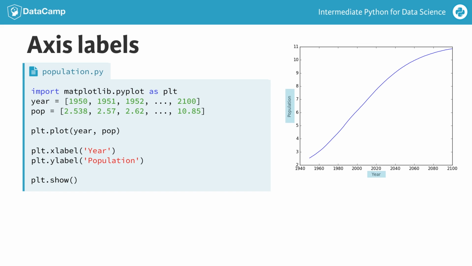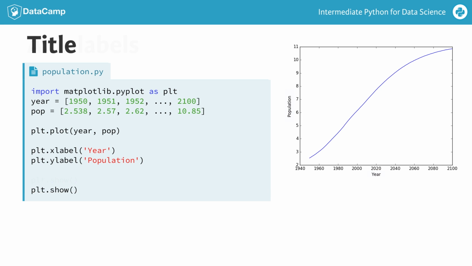If we run the script again, this time the axes are annotated. Great. We're also going to add a title to our plot with the title function. We pass the actual title, world population projections, as an argument. And there's the title. So using x label, y label, and title, we can give the reader more information about the data on the plot. Now they can at least tell what the plot is about.